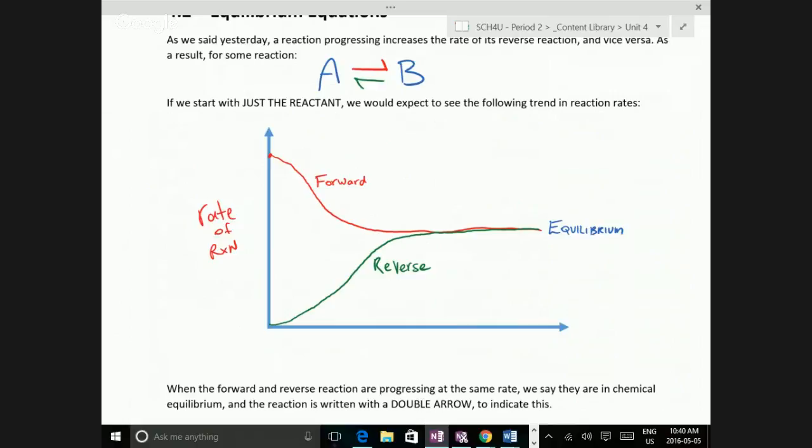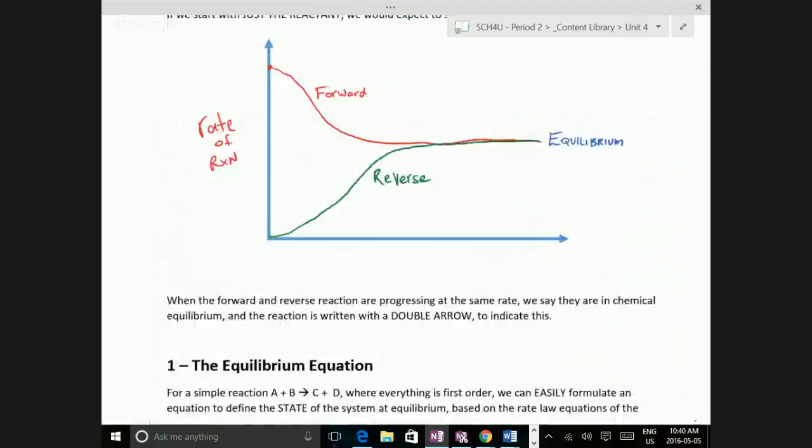Because as quickly as they're being made, they're being used. As quickly as they're being used, they're being made. So if you did a reaction and you wanted to use the products of it, when they're constant, you could separate both of them. We're going to talk about that.